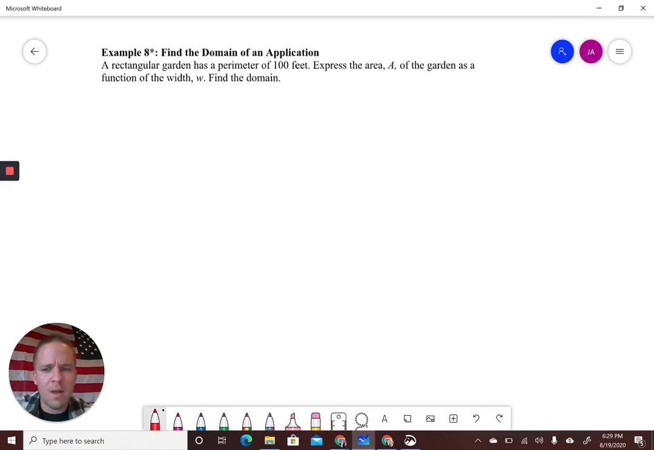Application. My favorite. All right. Find the domain of an application problem. Now, with application, we have to think a little bit differently here sometimes, and we'll explain what I mean by that in just a sec. We have a rectangular garden with a perimeter of 100 feet. Express the area of the garden as a function of width and find the domain.